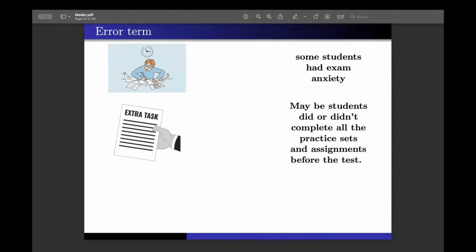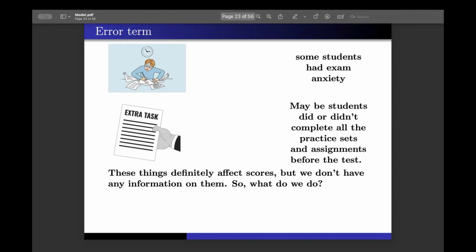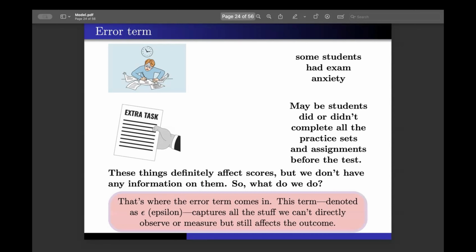It might not be directly related, but it might be somehow related. If the practice test and the exam have similar questions, then it would be easier for you to score well. You might score great in your exam. So all these variables are also influencing your exam scores in some way. But we don't have any information about these variables. So what do we do in this case? This is where the error term comes in.